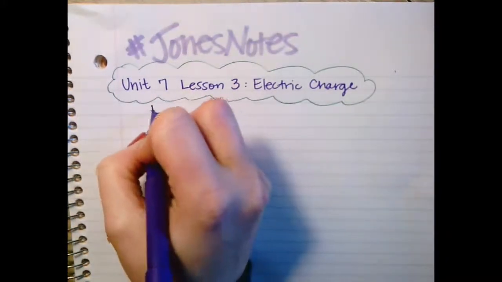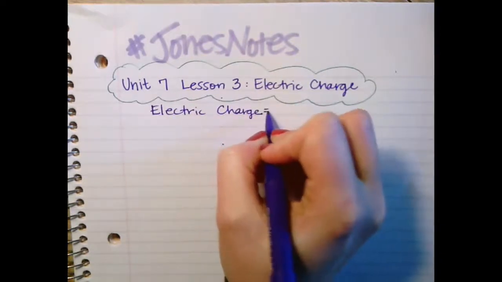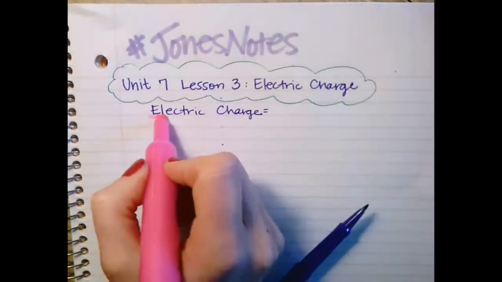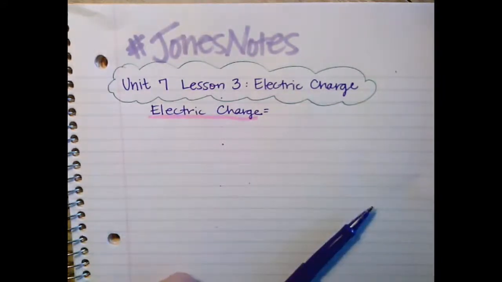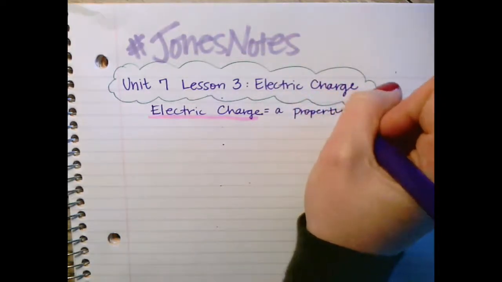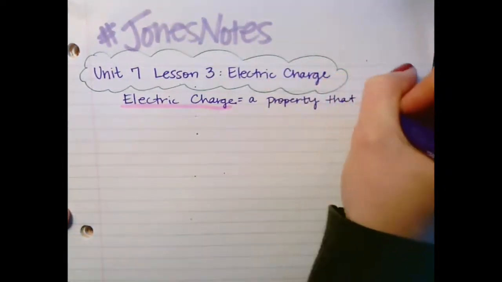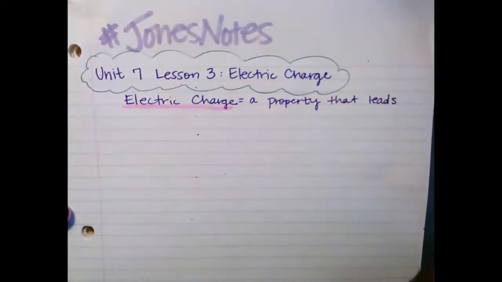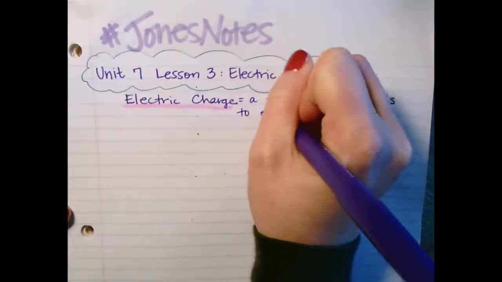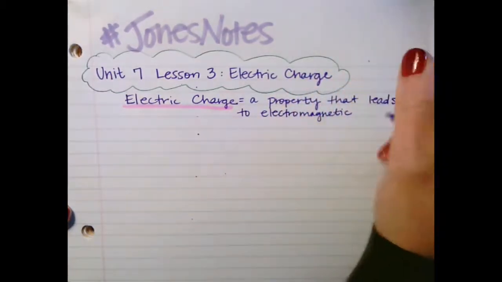So let's go ahead and define it. Electric charge, which is a vocab word, so I'm going to highlight underneath. An electric charge is a property, and remember this is a field, just like gravity, so it acts at a distance. It doesn't have to be touching. It can be, but it doesn't have to be. So a property that leads to electromagnetic interactions.